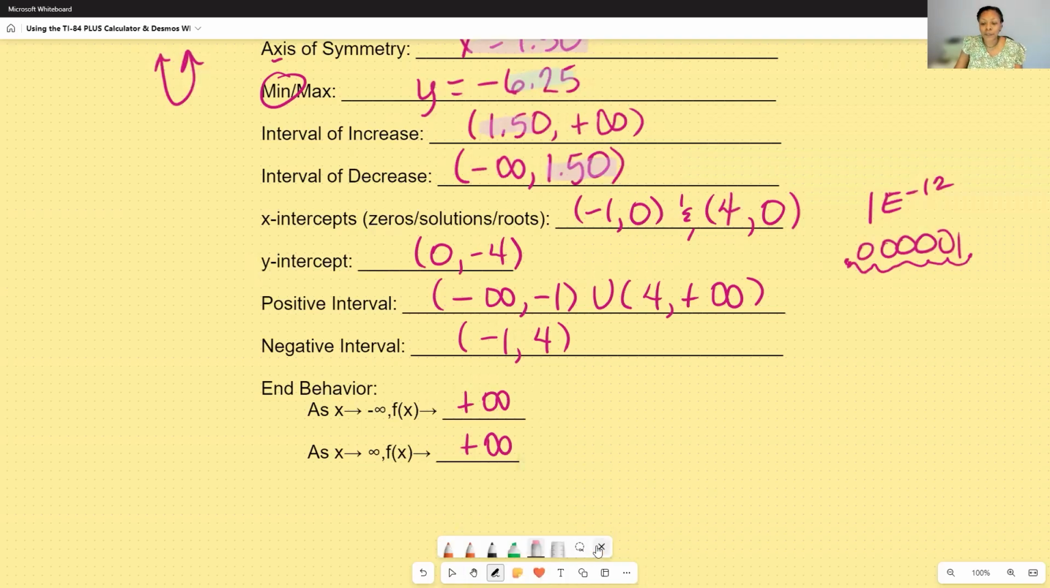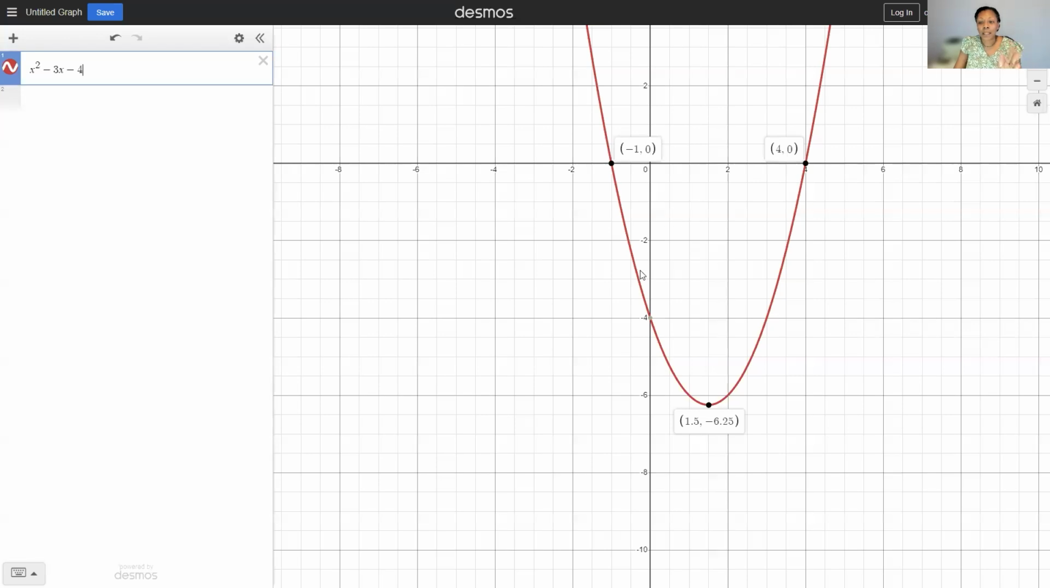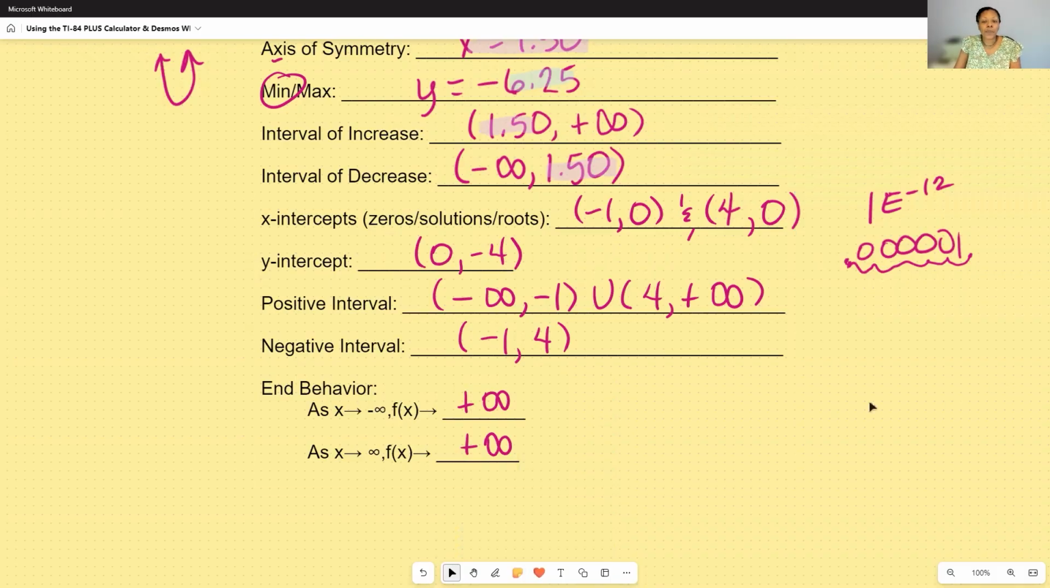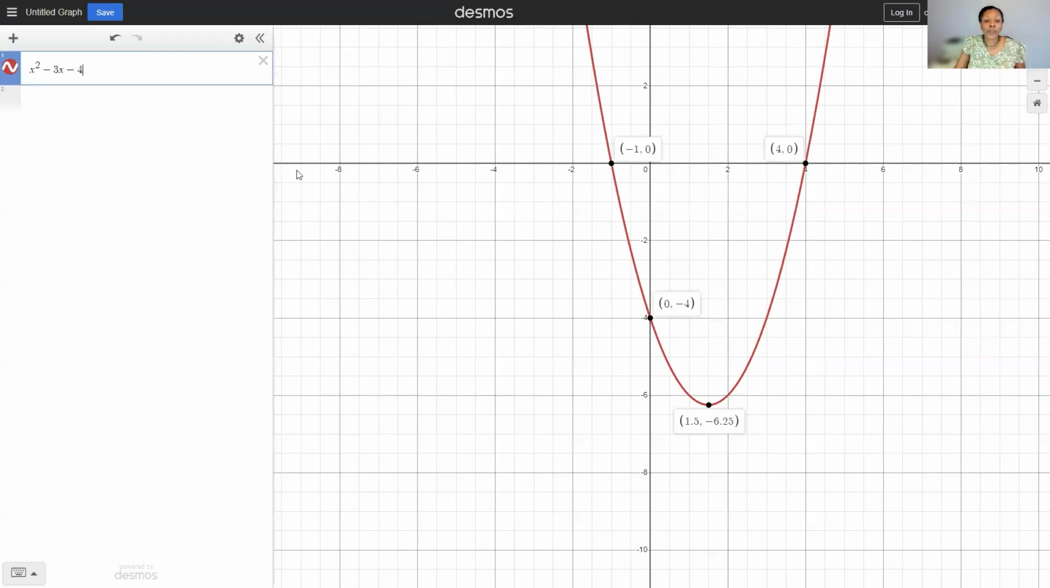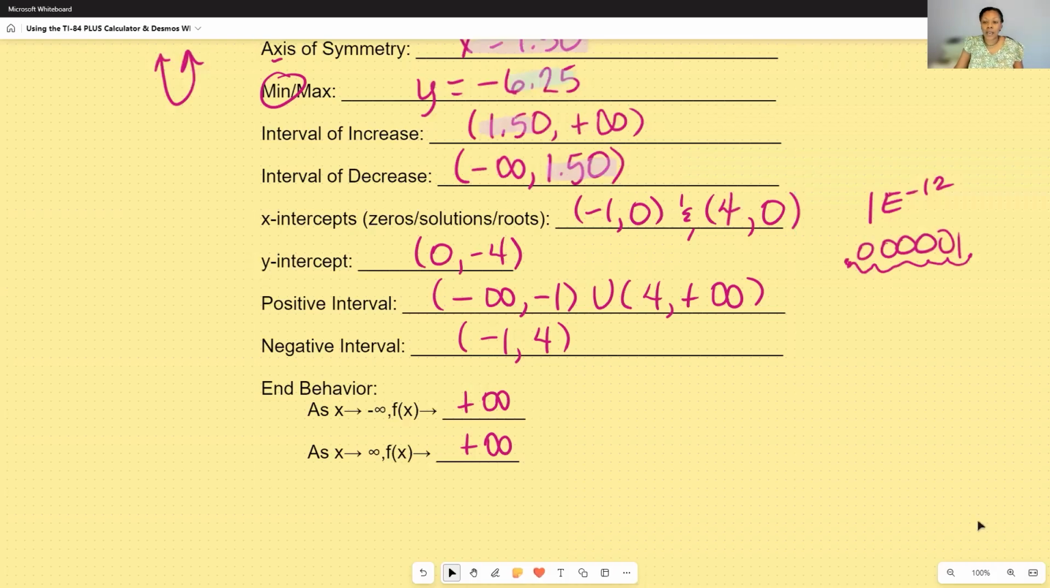Okay, so for my y-intercept, that's going to be where my graph crosses my y-axis. So that's 0, -4. See how it's written as a coordinate? That's how I want it. My positive interval is where it is above the x-axis, and I am going to separate that with a union sign. You learn that in geometry. So from negative infinity to -1, your graph is positive. From 4 to positive infinity, your graph is positive. The graph falls beneath the x-axis and is considered negative between the points of -1 and 4, which is what we wrote. All of these will have parentheses.